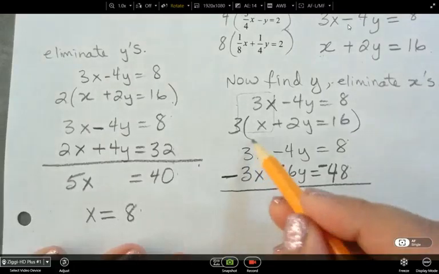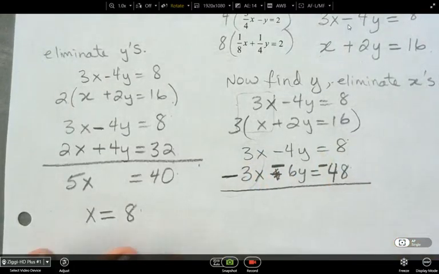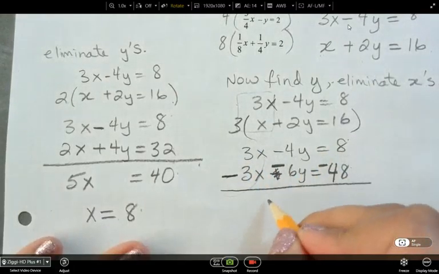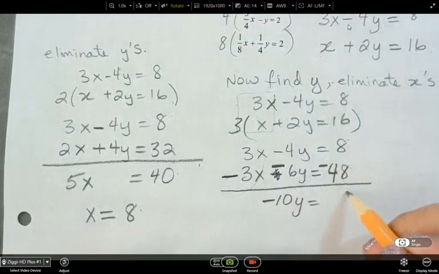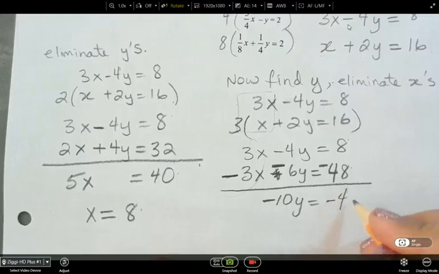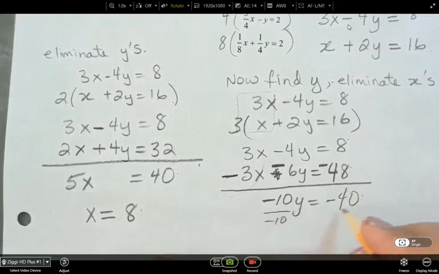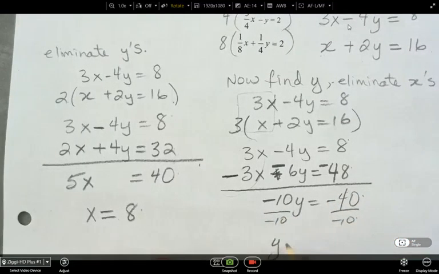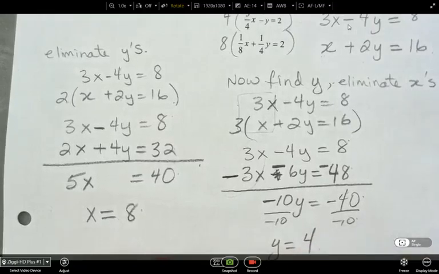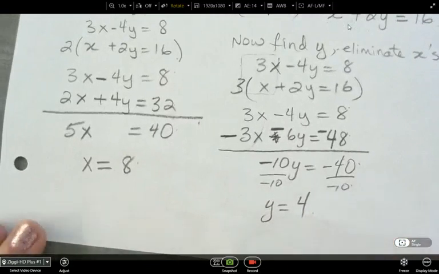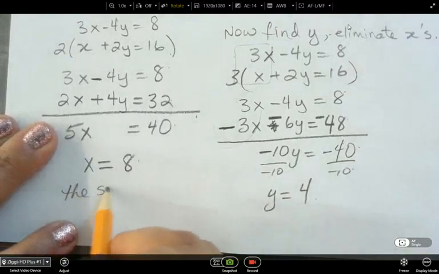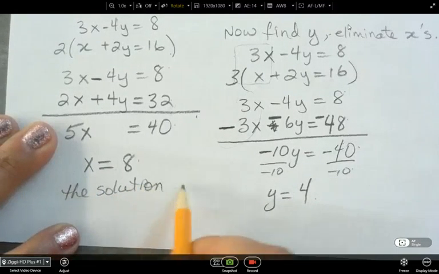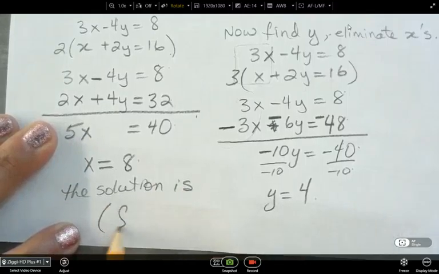Okay, so what does that give us for my x's? Zeros, they're eliminated. Now how many y's do I have? -10, and what about my constant? -40. Divide both sides by? And y equals? 4. Okay, so what is the solution to my system now? The solution is 8, 4.